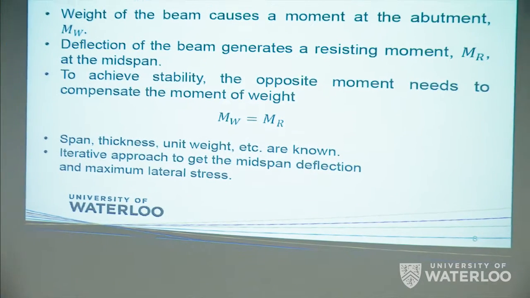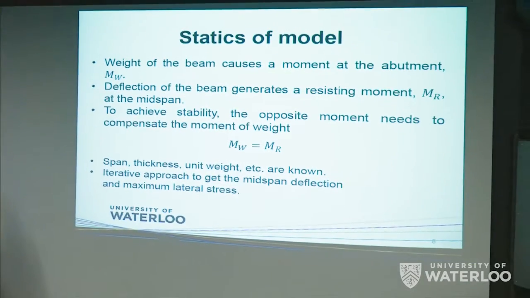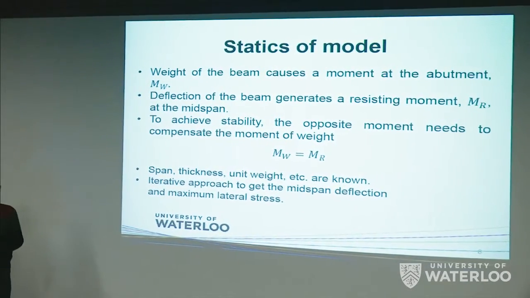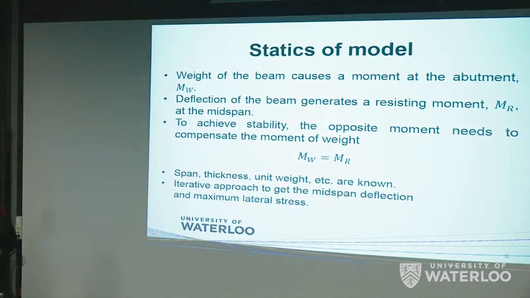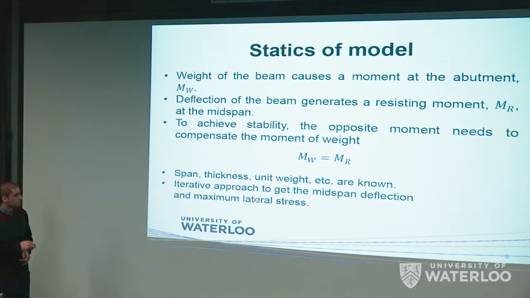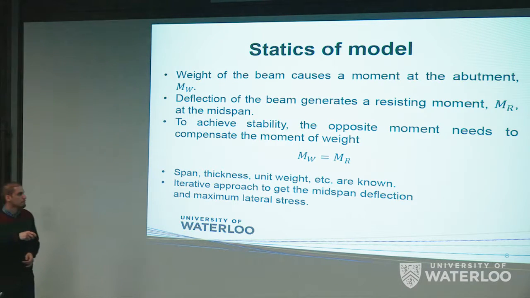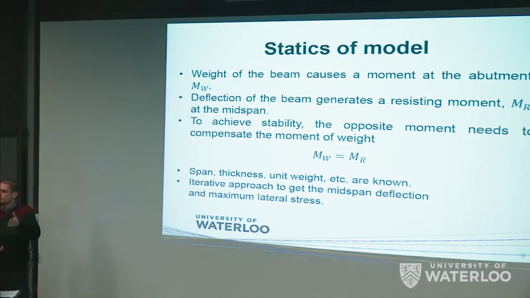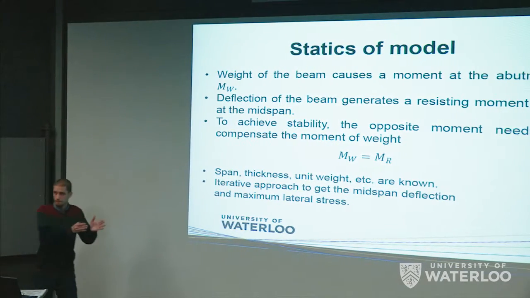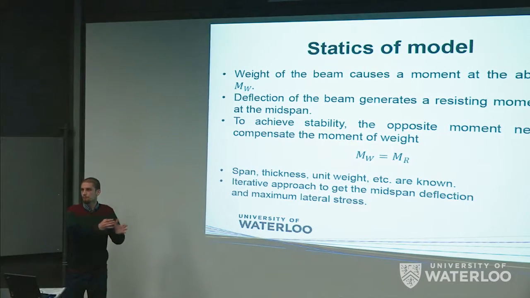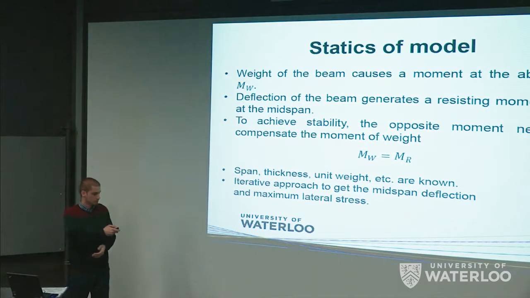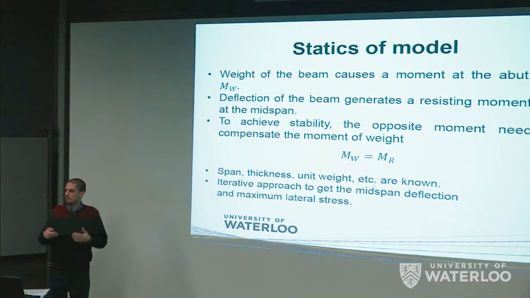All right, about the basic idea of the Voussoir beam. The main equation is the equilibrium of the moments. This is a very, very simple equation, just a balance of moments. The moment generated by the self-weight of the beam must be compensated by the moment generated by the deflection at the midspan. If that is the case, then the beam would be stable. If it's not compensated, we don't have this equation, then it's unstable, all right?